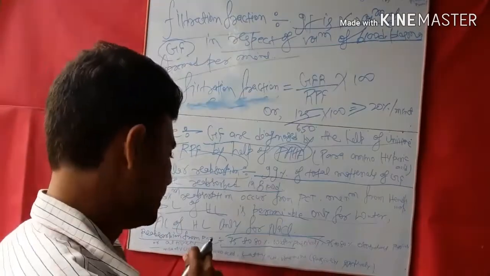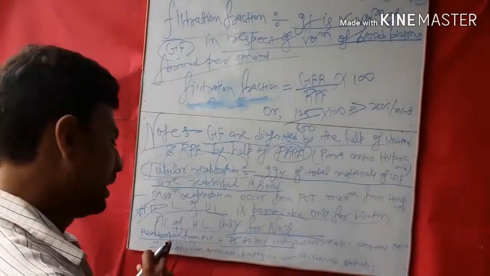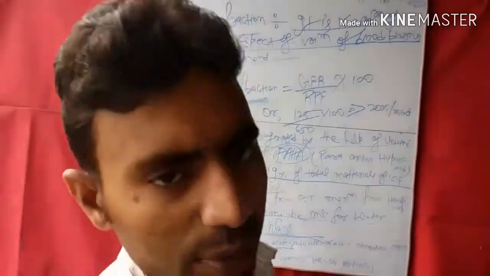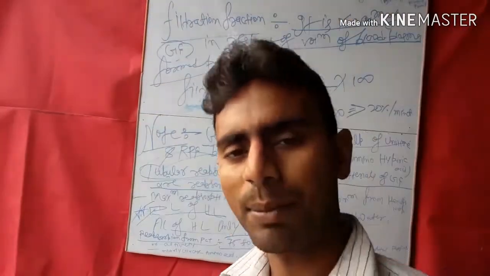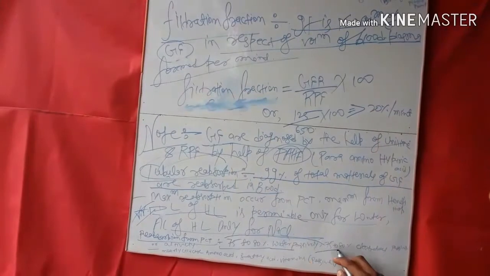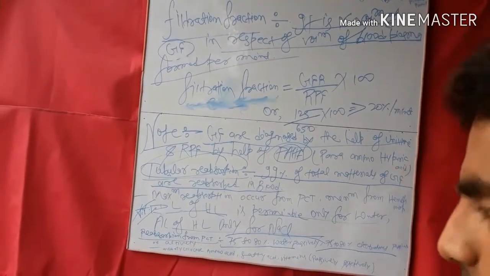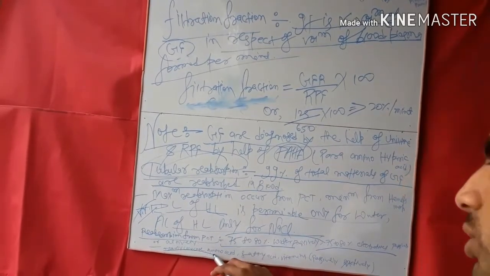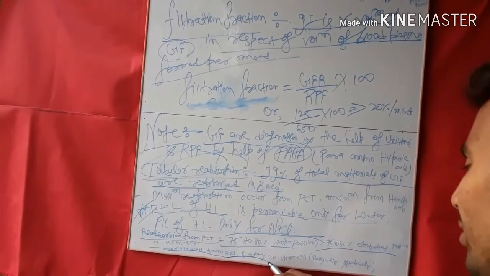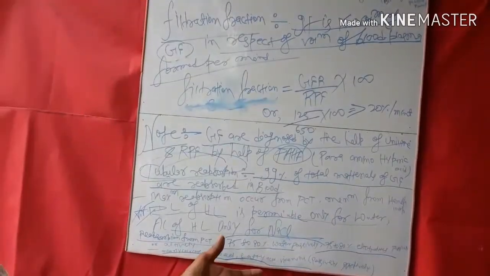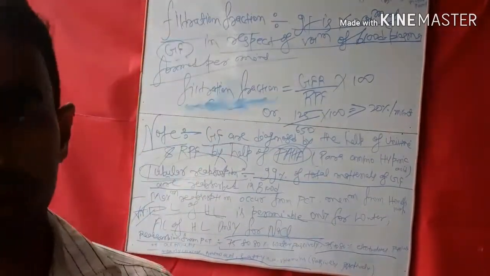From the proximal convoluted tubule, 75 to 80% water reabsorption will happen passively, and 75 to 80% electrolyte reabsorption passively or actively. Merely glucose, amino acids, fatty acids, and vitamins are reabsorbed actively and passively.